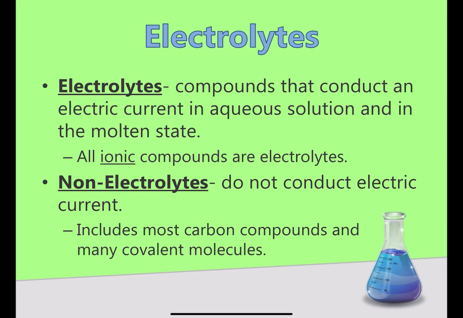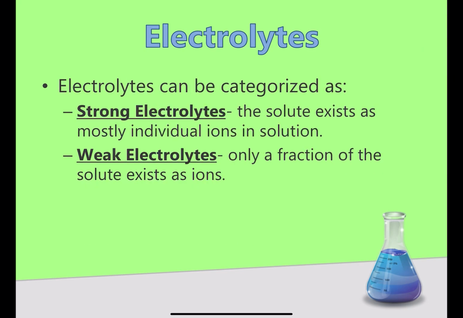So all ionic compounds are going to be electrolytes, okay? Now, on the other hand, non-electrolytes do not conduct electricity. So most carbon compounds and many covalent compounds are going to be non-electrolyte solutions, okay? So these are two different types of solutions, electrolyte solutions and non-electrolyte solutions.